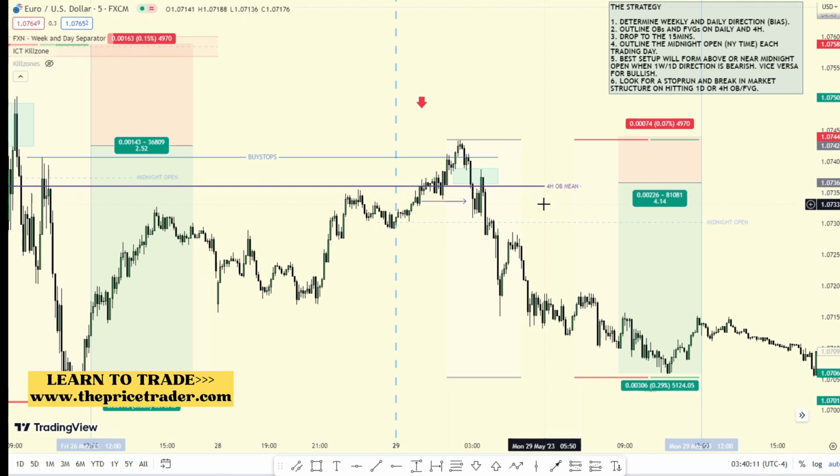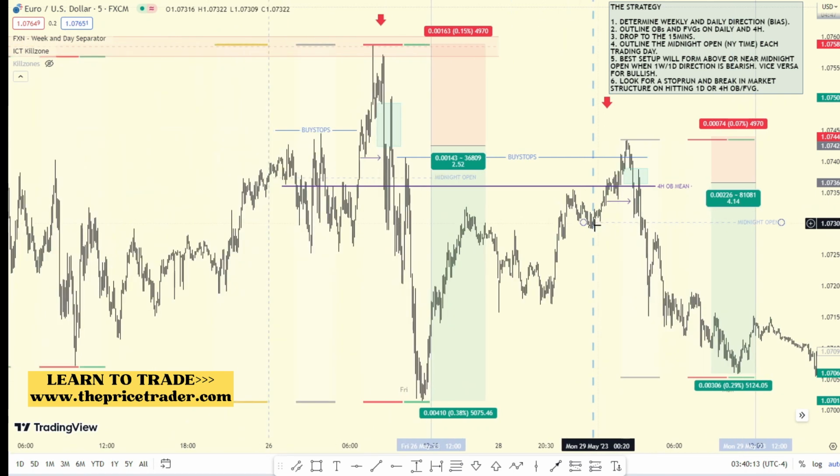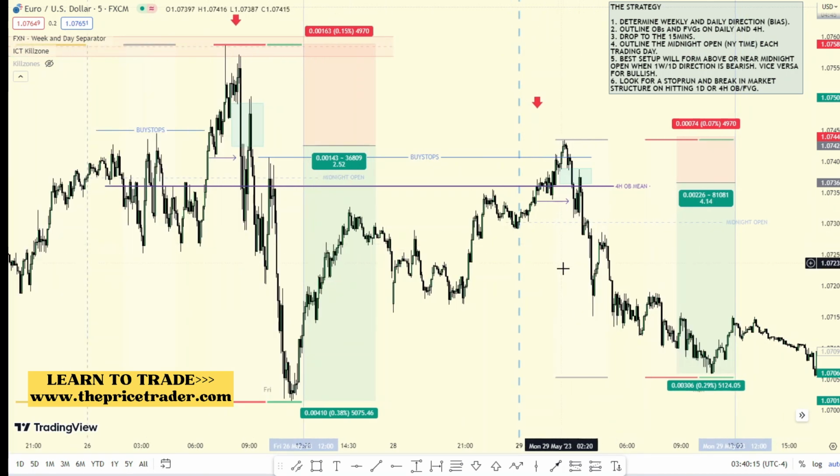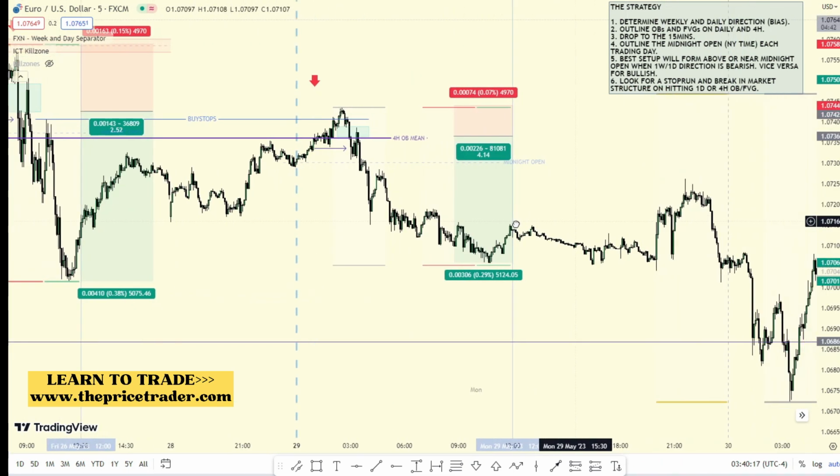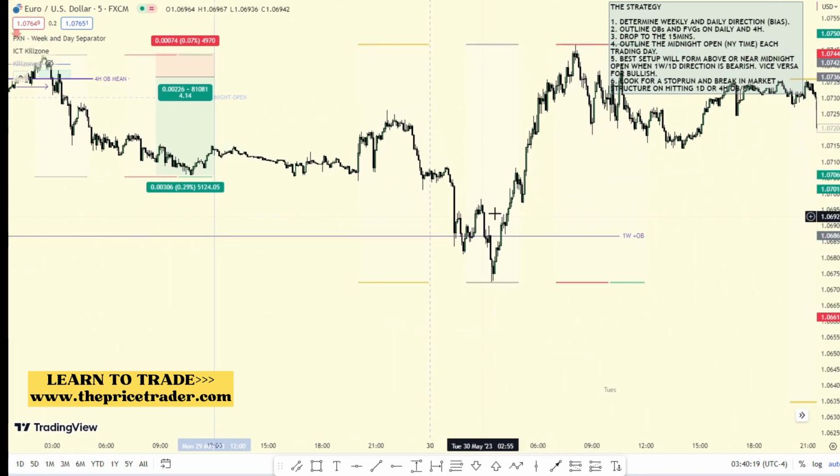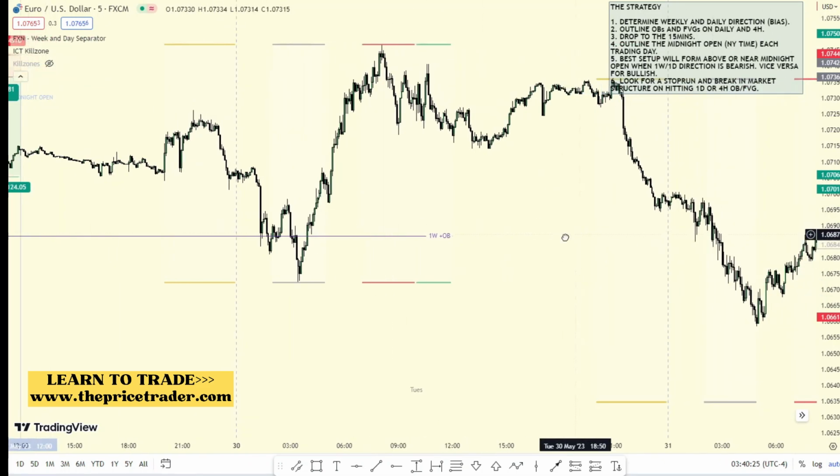So that is it about that trading strategy. It's mostly about the midnight open, and I also teach this strategy, but I break it down even more and I outline it more in my trading course.